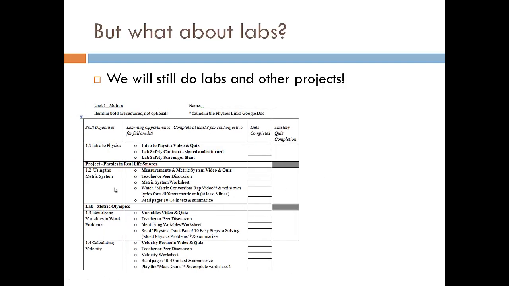If we look back at our unit project outline here, you can see that in between the skill objectives, there are these special events, projects and labs. They have to be done. They're always in bold. They're required. And they fit in between these two skill objectives. So you would finish this skill objective, do the project, do the next skill objective. They just go in order down the sheet. There's no mastery quiz for them, but I do want to keep track when you do them. But other than that, they're very simple.